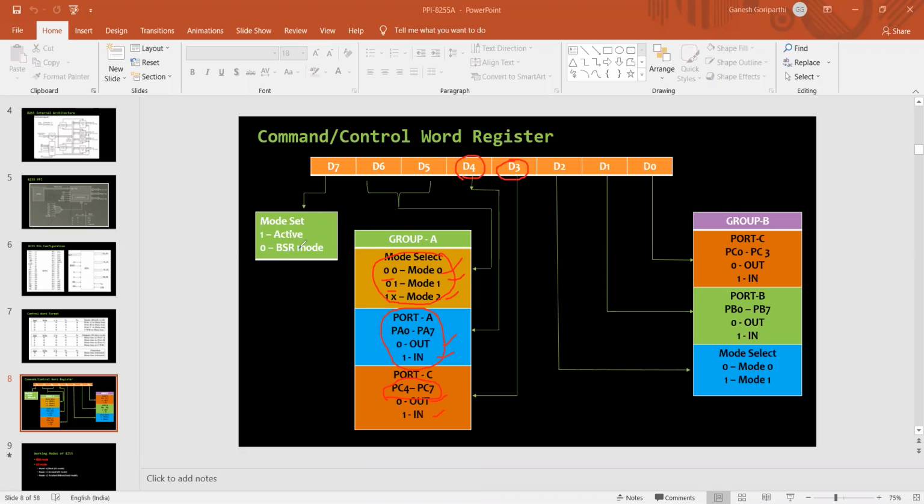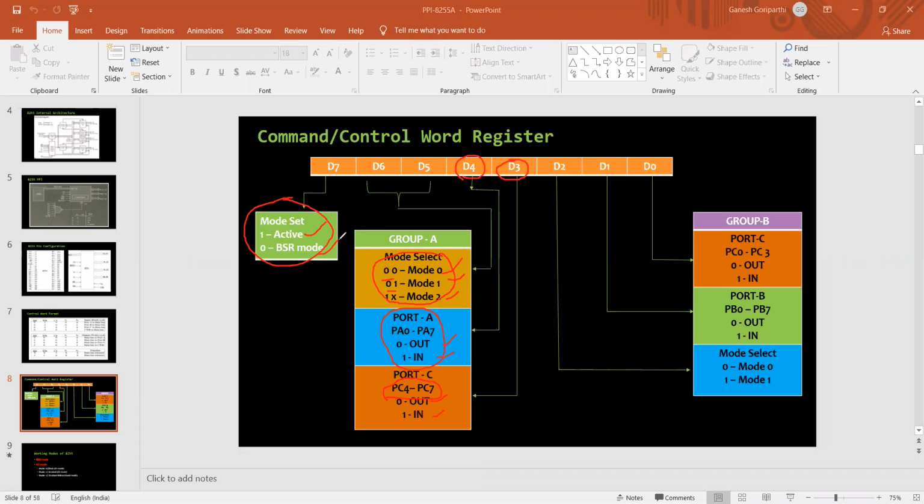Okay, and D7 bit, coming to the last bit, it decides the mode of operation of 8255. That means if the value is 1, then it operates in the active mode. If the value is 0, then it operates in the BSR mode. So what is BSR mode? BSR mode means bit set reset mode.